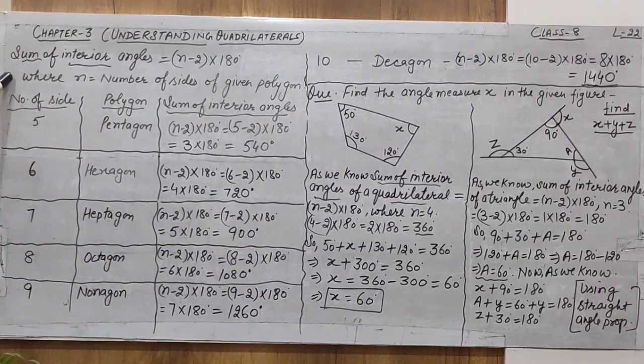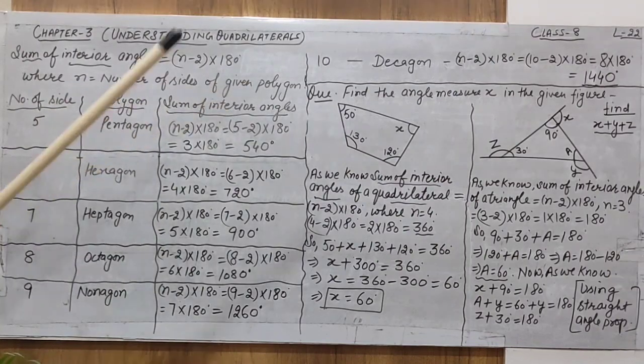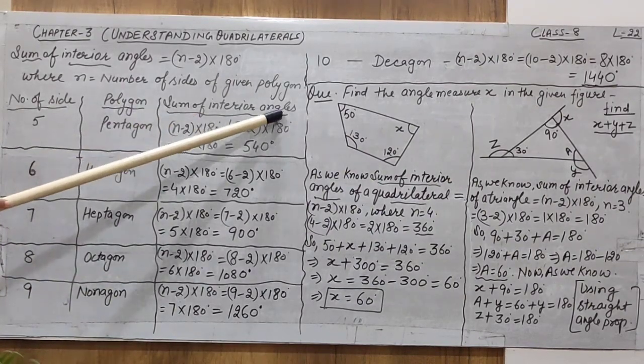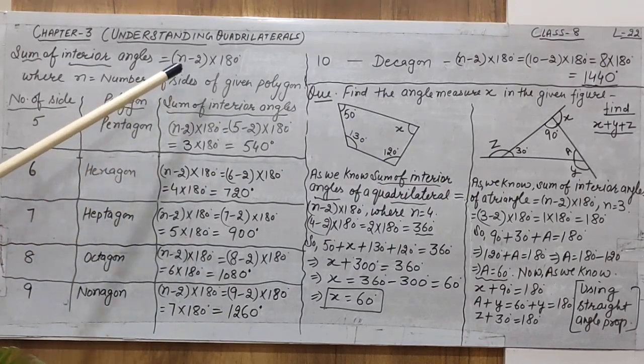This is also a question of exercise 3.1. Alright, the sum of interior angles is equal to (n minus 2) into 180, where n is the number of sides of the given polygon. So I have made a table for you so that you can understand easily. Here I have written the number of sides. Here is the name of the polygon, that is, the classification of the polygon based upon the number of sides. And next is the sum of interior angles using this formula, (n minus 2) into 180.